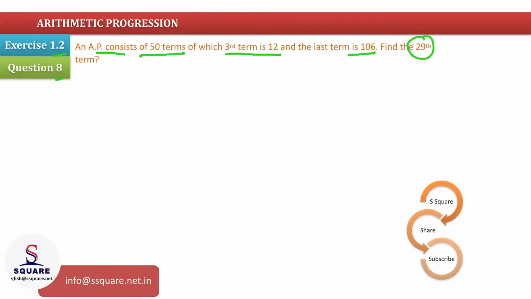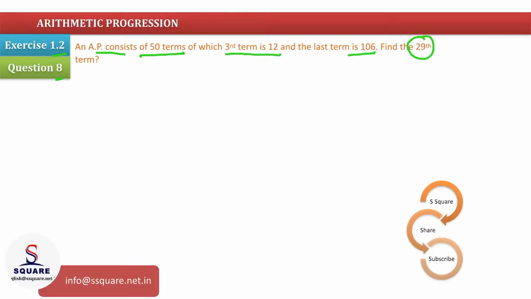They are asking the question like this: an AP consists of 50 terms, total 50 terms they have given, in which the third term is 12, only the third term is given, and the last term is 106. The last term they have given is 106. They are asking the 29th term. Okay, let's see.